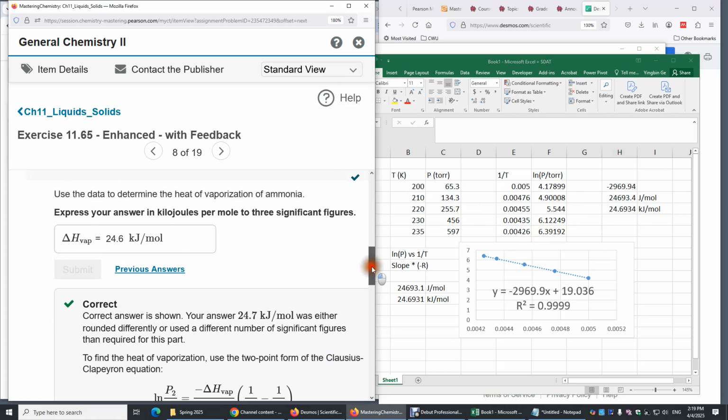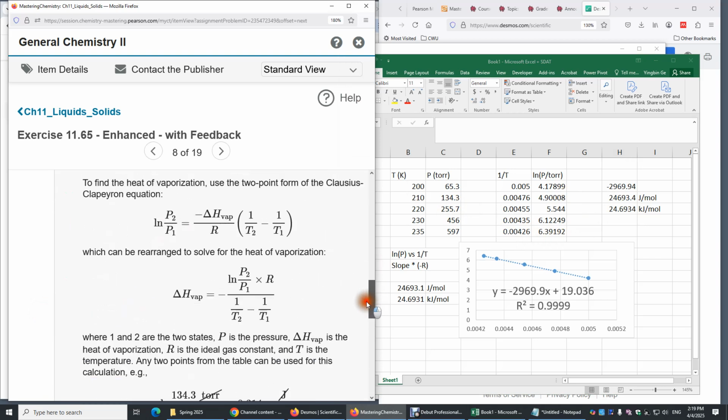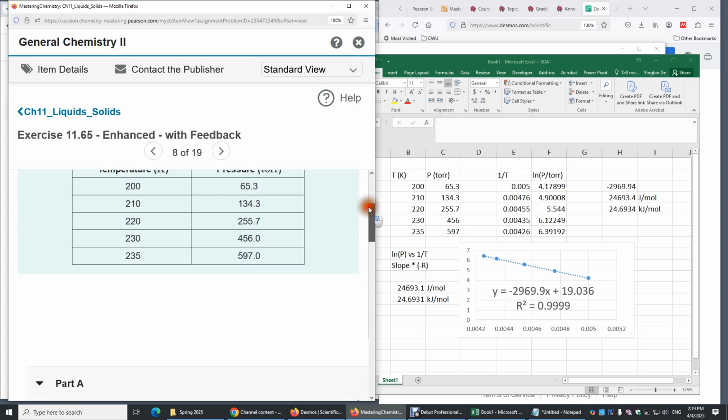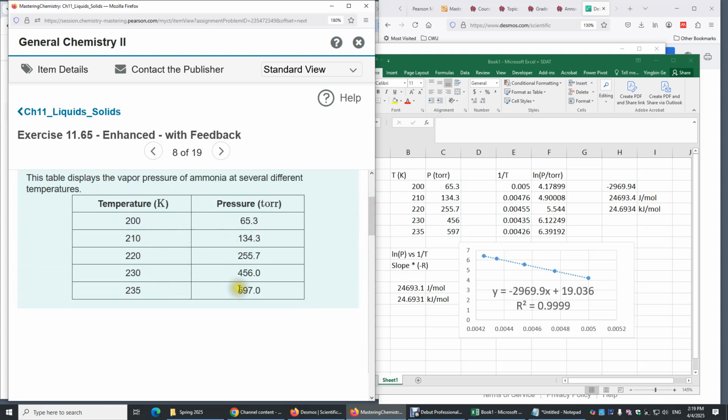Okay, let's see. Determine the normal boiling point of ammonia. So what's normal boiling point? That's the boiling point of ammonia under 1 atm. So really, we just look at the table. We just need to extend the table. When the pressure reaches 760 torr, that's the normal boiling point.